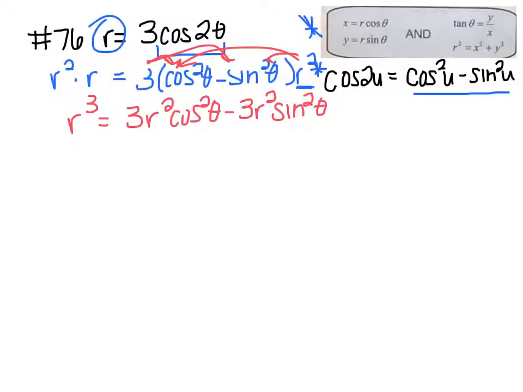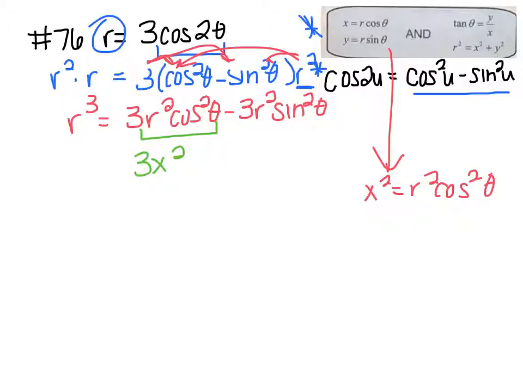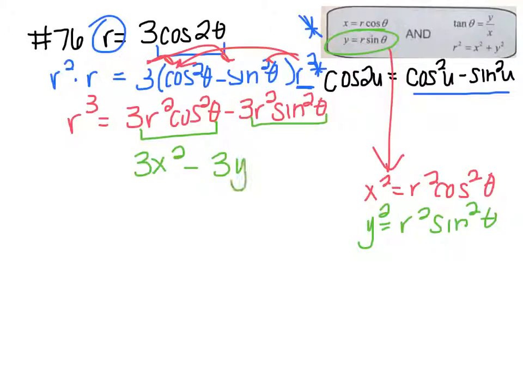Now, why did I do that? Well, let's look at one of these. If I square both sides, then I have x squared equals r squared cosine squared theta. Therefore, at this point I can substitute this piece in right here with an x squared. I can do the same thing with the y's. If I square both sides right here, I have r squared sine squared theta. Therefore, I can substitute this piece and I have minus 3y squared.